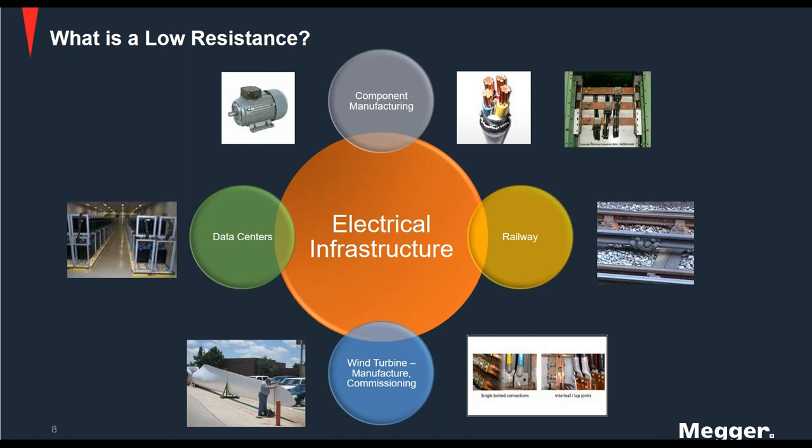Moving on, if you have battery centers or data centers, like battery banks that are connected with UPS systems, you would need a low resistance value between each cell of the battery bank. Next is wind turbines. Several steps in the manufacturing and commissioning process of wind turbines require low resistance values. And of course, applications such as railway. And there are so many more applications that require low resistance connections.